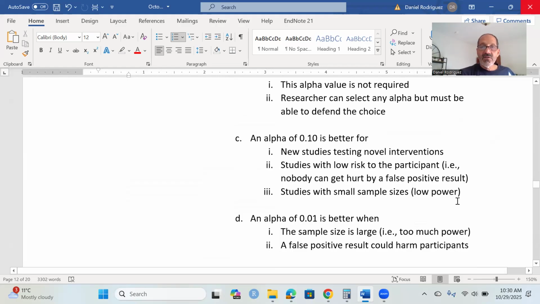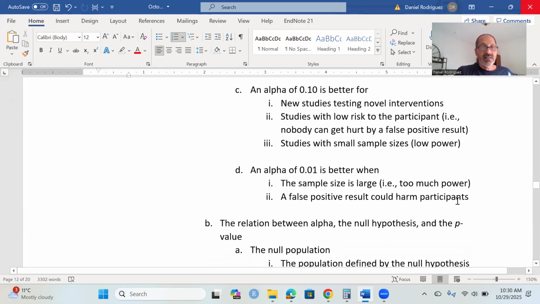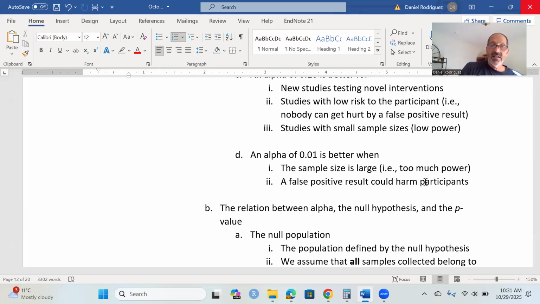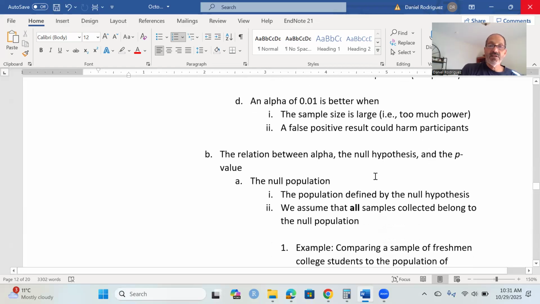An alpha of 0.10 is better for new studies testing novel interventions, studies with low risk to the participant, i.e., nobody can get hurt by a false positive result, and studies that have small sample sizes related to power. An alpha of 0.01 is better when the sample size is large, where you'd have too much power, and a false positive result would harm participants. Like if I'm testing a surgery and I say, oh, the surgery works, but the surgery can kill somebody, we want to make sure that it really, really works before we do it. So we'd set our alpha really low.